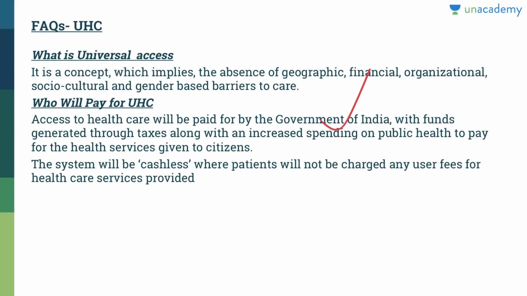Now where will the government of India get the money? Obviously from us. So with the funds generated through taxes, along with increased spending on public health, to pay for the health services given to the citizens. Okay, so the government of India will put in out of its own pocket as well as from those people who pay taxes, right?